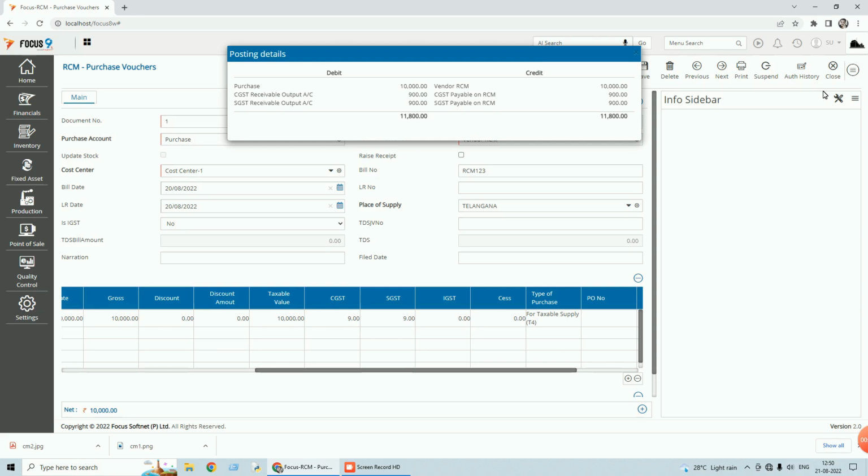Like suppose you have done 10 RCM entries within a month. When you do a self invoice, all the 10 entries will be accumulated in only one self invoice. That particular self invoice will be shown in the GST reports. Now I will show you how the GST reports will appear.